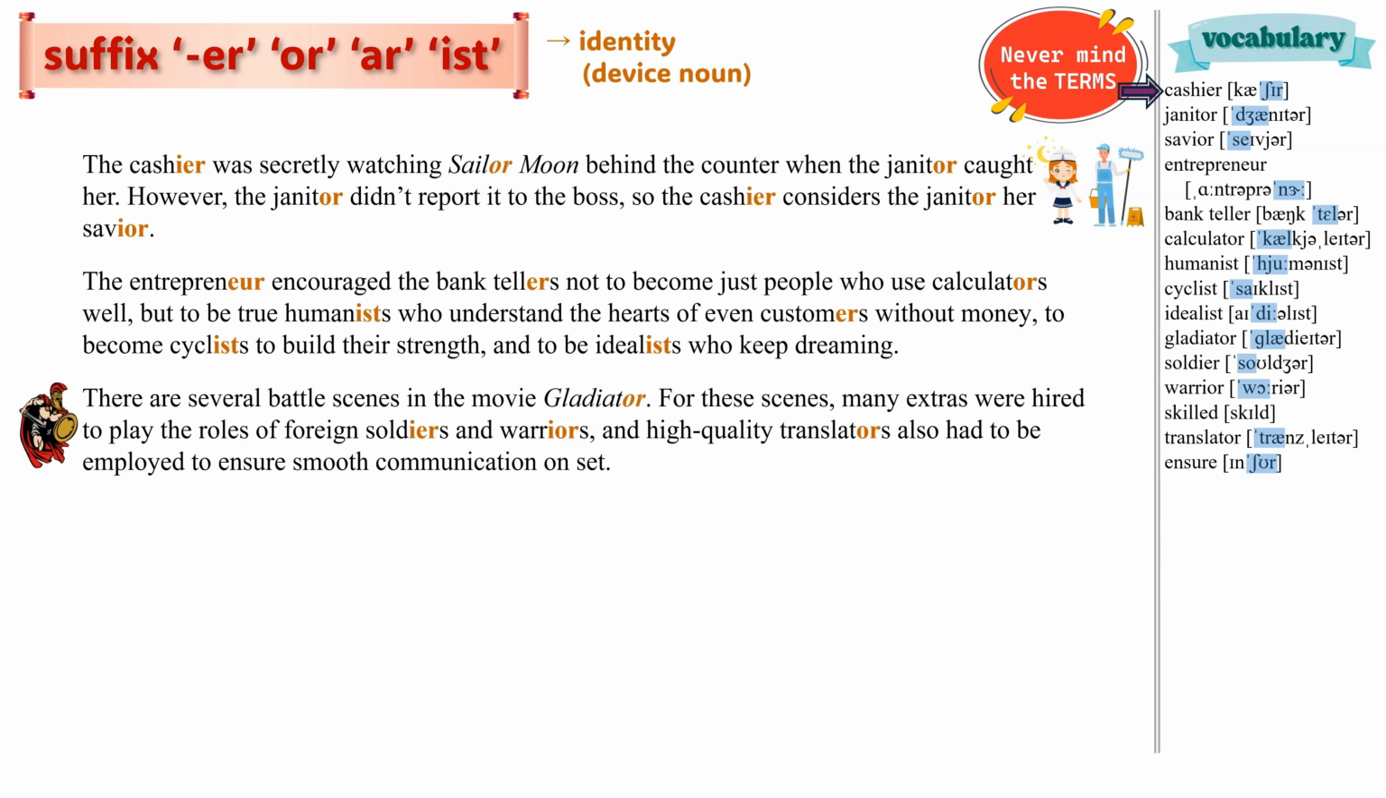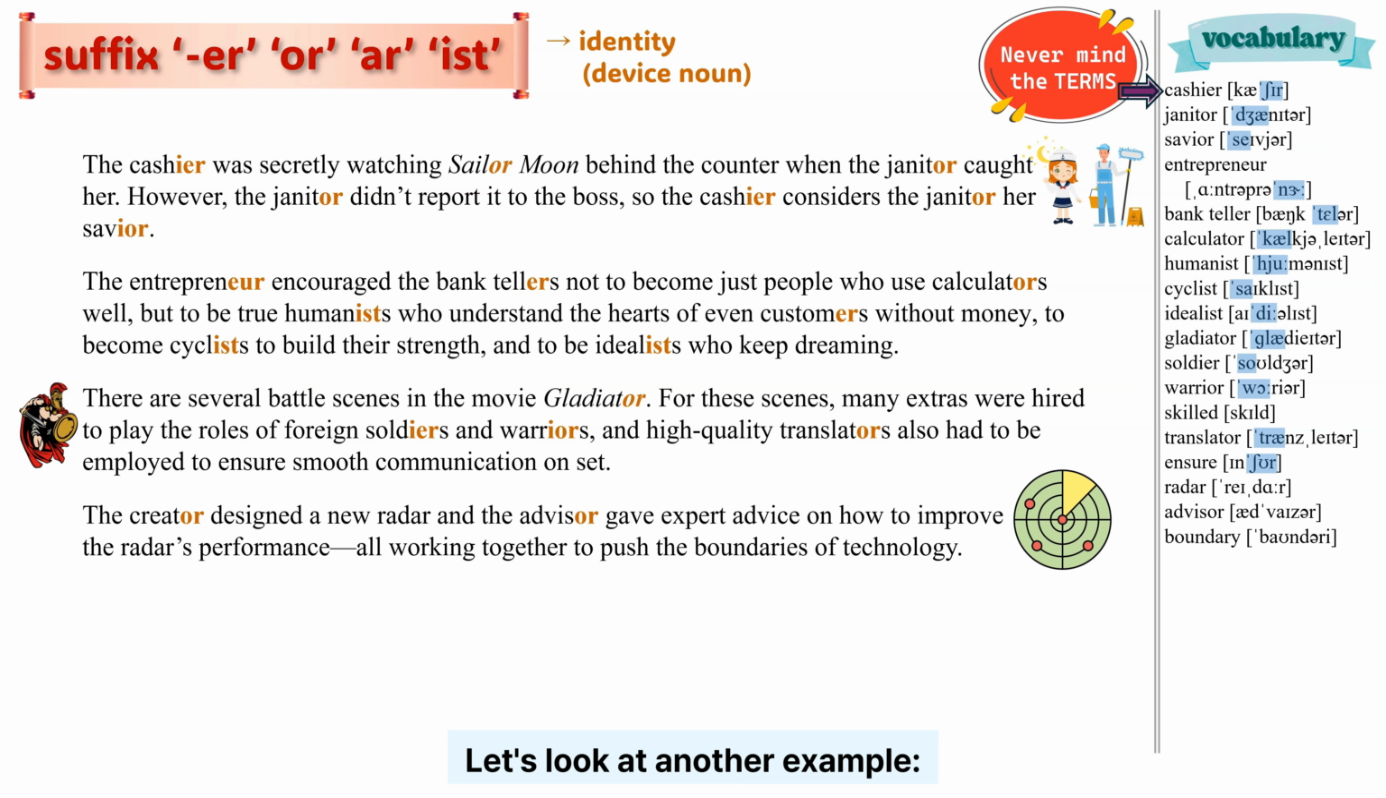The entrepreneur encouraged the bank tellers not to become just people who use calculators well, but to be true humanists who understand the hearts of even customers without money, to become cyclists to build their strength, and to be idealists who keep dreaming. There are several battle scenes in the movie Gladiator. For these scenes, many extras were hired to play the roles of foreign soldiers and warriors, and high-quality translators also had to be employed to ensure smooth communication on set. Let's look at another example.